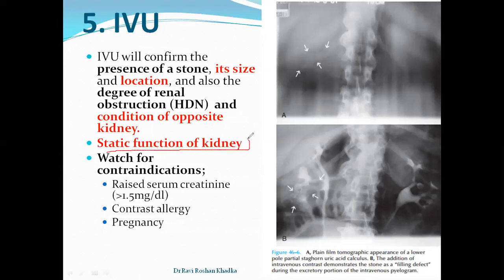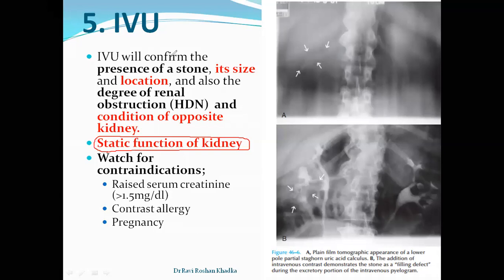We all know that, and it also gives an idea about the function of the kidney. How, I'll tell you: if the kidney is excreting dye, we say it is functioning. That's why it gives us an idea about the functioning of the kidney. Whenever the kidney doesn't excrete the dye, we can say this is a non-excreting kidney, and renal damage is one of the causes of a non-functional, non-excreting kidney. So this will give us an idea about the functioning of the kidney as well.